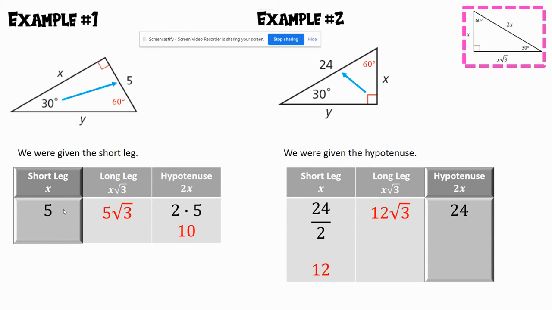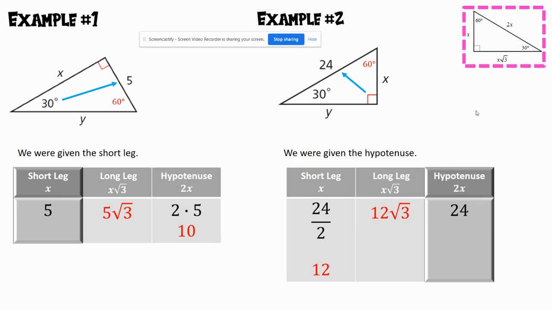Now, this is the jackpot. If you're given the short leg, it's going to be so smooth to find all the other sides, because the short leg is x. It's what all the other side lengths are built off of. The long leg is whatever that short leg was times the square root of 3. So it's just 5 root 3. The hypotenuse is double the short leg. So if I double 5, I get 10. So here are my missing side lengths. The long leg would be 5 root 3, and my hypotenuse would be 10.